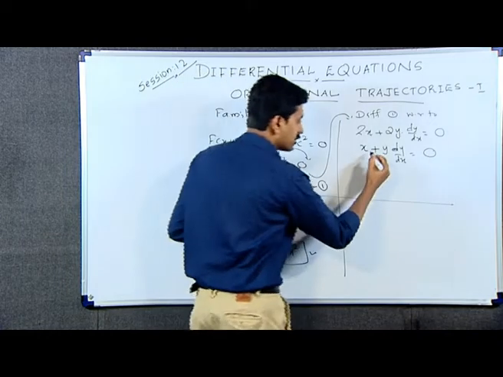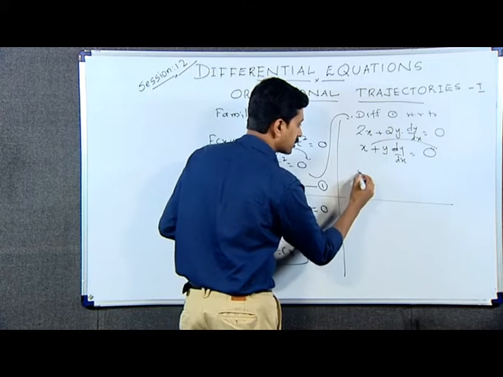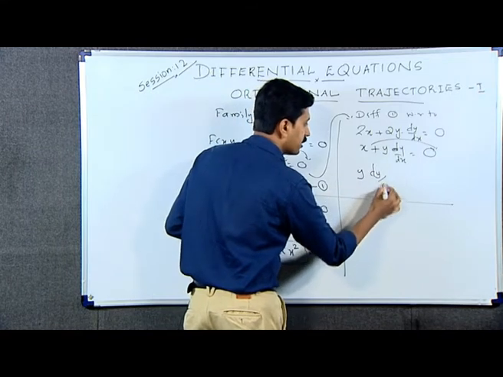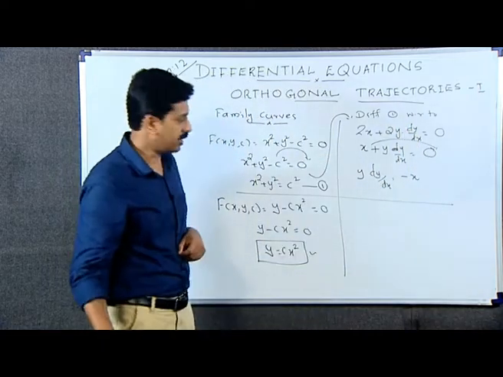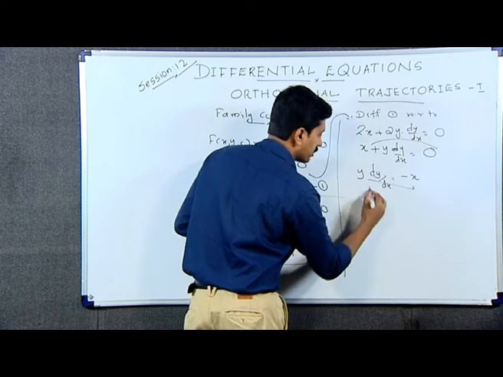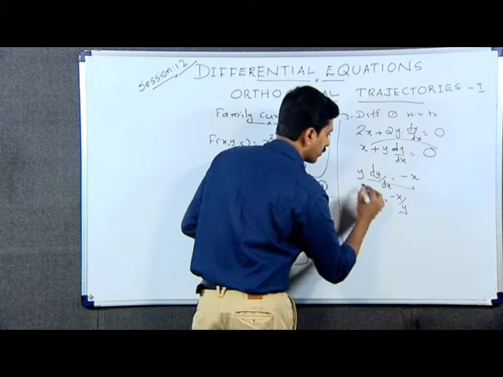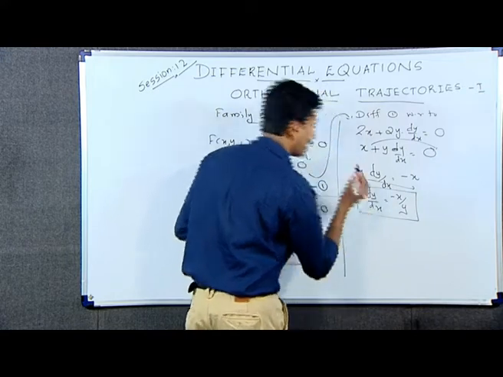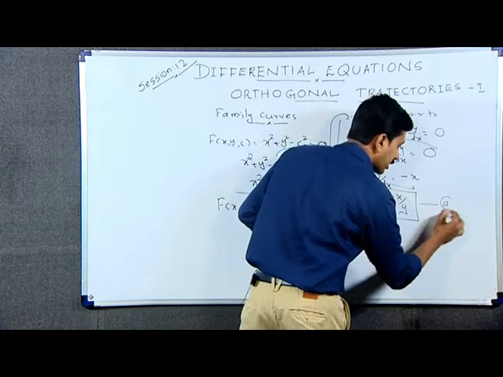I am taking this x to the opposite side, plus x becomes minus x, y dy by dx is equal to minus x. See what will happen, I am taking y to the denominator, therefore dy by dx equals minus x by y. dy by dx equal to minus x by y, I am treating this as equation A.